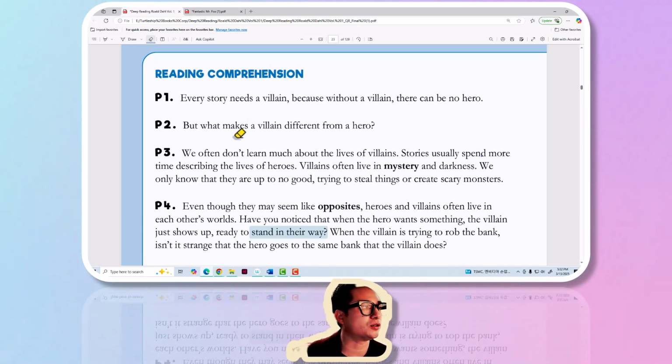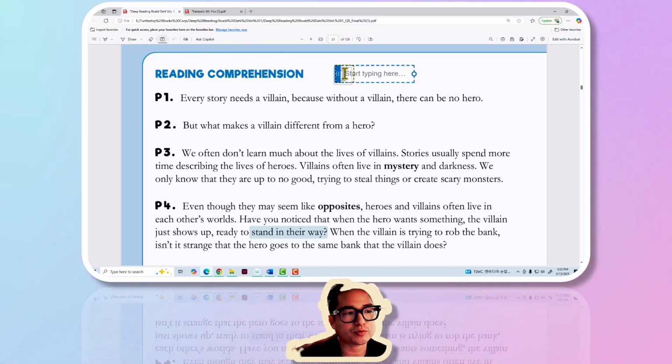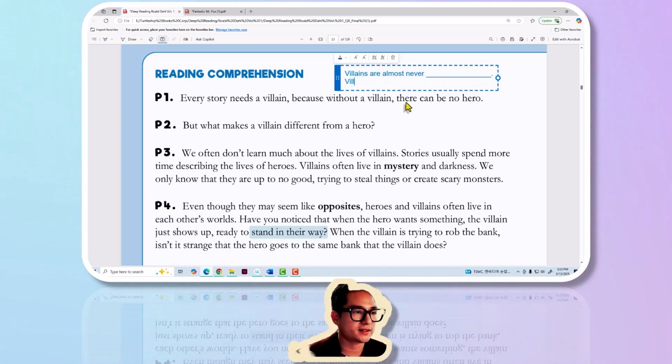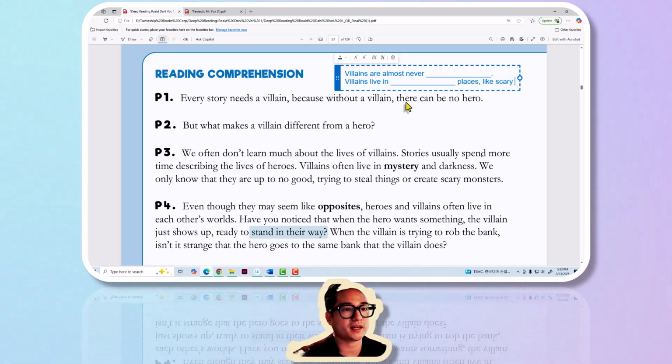But before we go, let's just do a quick quiz. And I'm going to write down a few statements and you fill in the blanks, okay? Just to make sure that you've been following along and that you understand the story. Villains are almost never blank. Villains live in blank places like scary castles and spaceships.